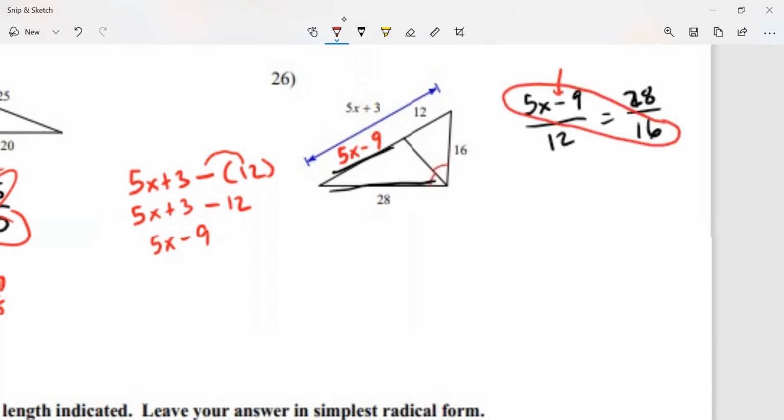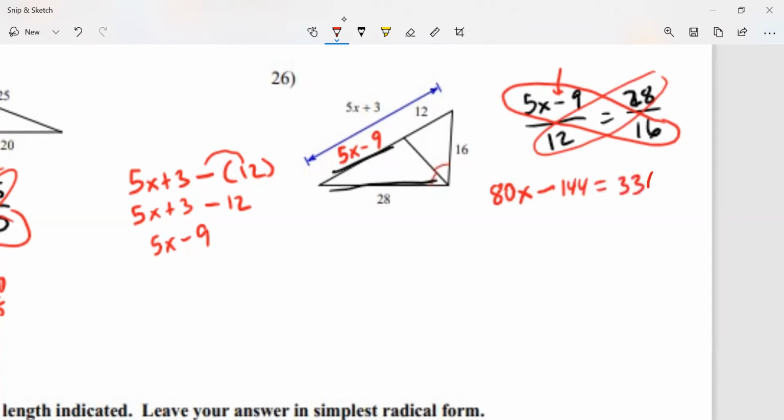Because of the minus, I'm going to go 16 times 5, or in this case, 16 times 5x. And I'm also going to go 16 times 9. Okay, so I know 16 times 5x, that's going to give me 80x. Right, 16 times 5 is 80. Respect the minus in between them. 16 times 9, I know it's 144. And this is going to equal 28 times 12. I know 28 times 12 is 336.